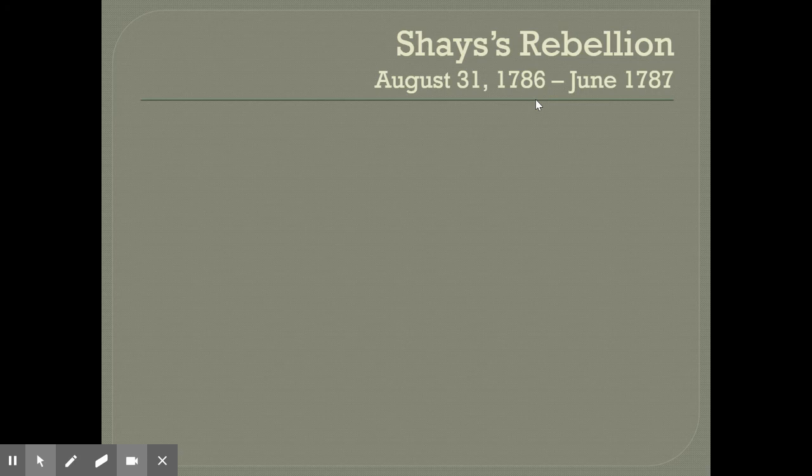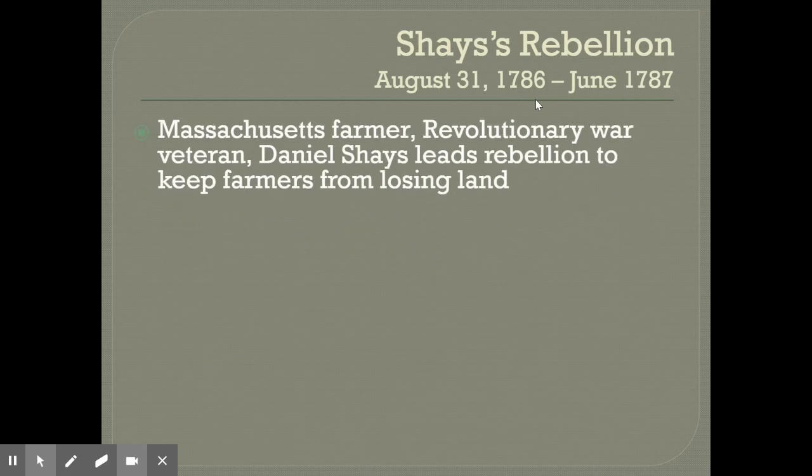Shays' Rebellion. This occurred August 31st, 1786 to June 1787. This was a Massachusetts farmer, Revolutionary War veteran, Daniel Shays, and he led a rebellion to keep farmers from losing land. Basically, he couldn't afford to pay the taxes to the bank, and the bank was threatening to take over his farm. So Daniel Shays led a rebellion to keep his farm. And he attacked courthouses so they couldn't foreclose on his farm.